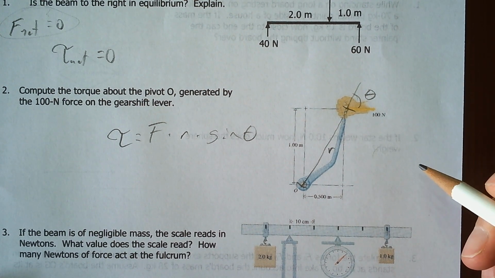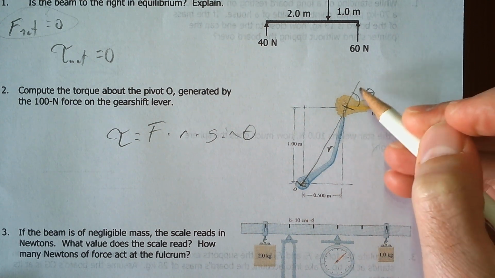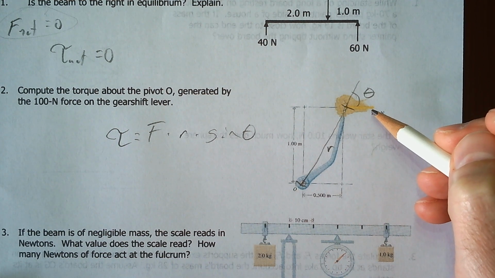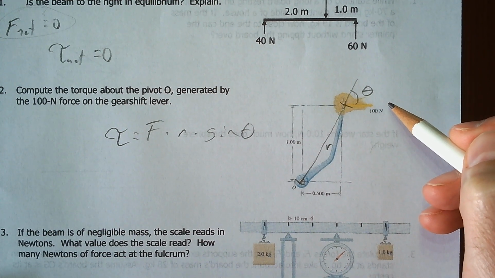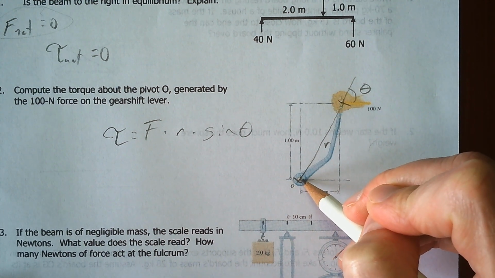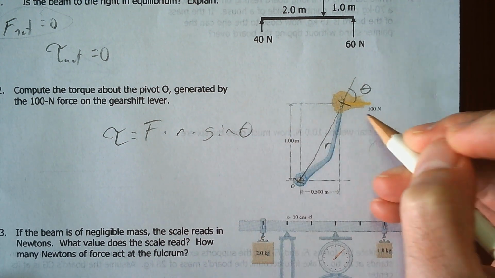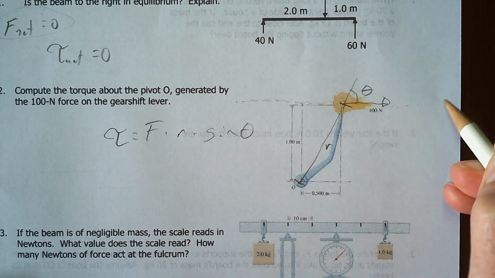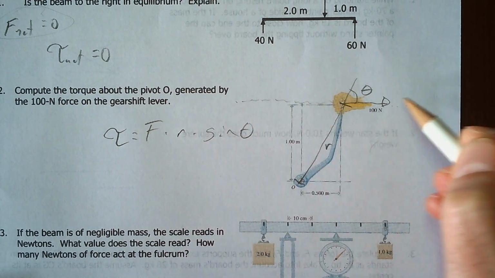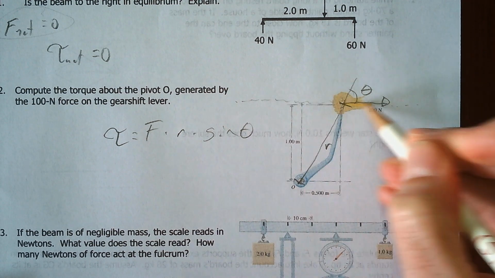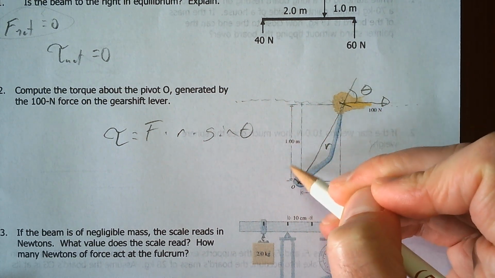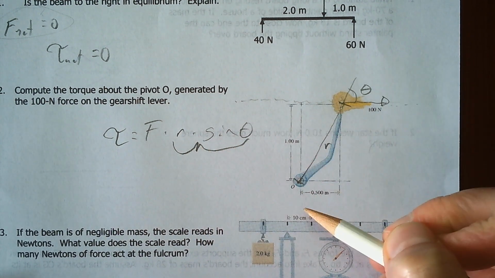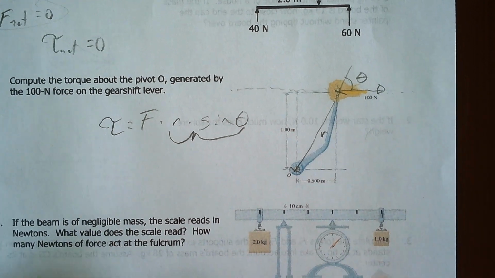And if you want to know what R sine theta is, because it's not telling us the angle here, realize R sine theta is just simply the shortest distance between the pivot point and the line of action that contains the force. So here's the force that's like this. A line of action containing the force goes like this. And so I want the shortest distance between this point and this line. Well, that would be this distance here. So in other words, this R sine theta is just simply 1. So it's going to be the force times 1.